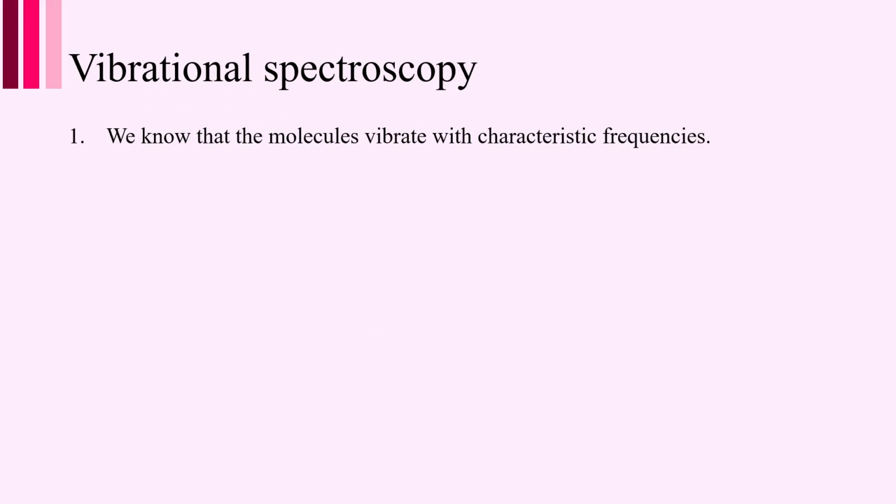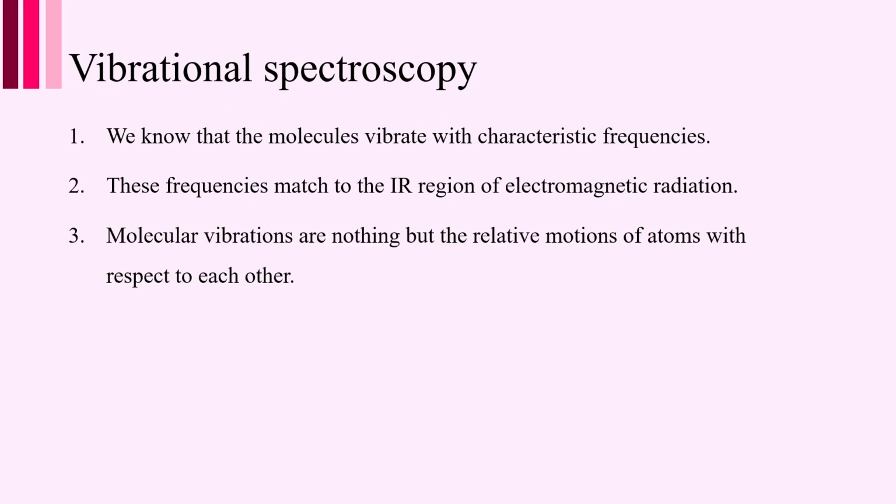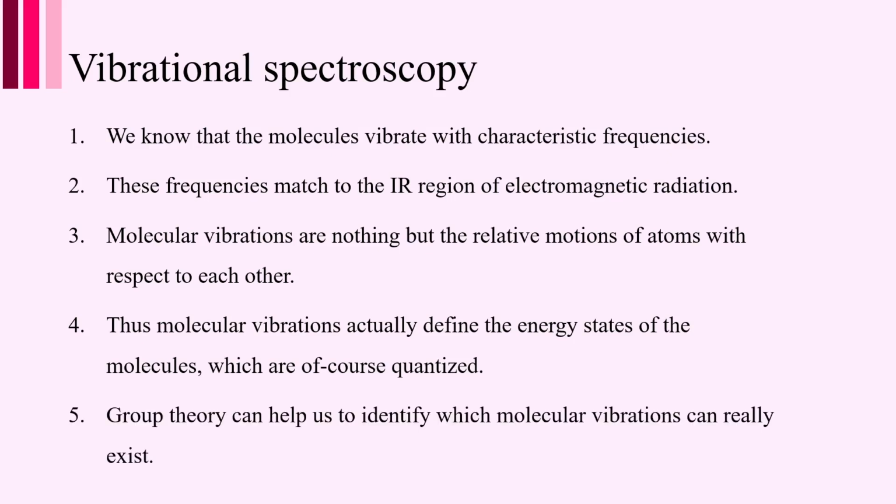We know that molecules vibrate with characteristic frequencies, and when these frequencies are noted, we can decide the kind of various groups associated in that particular compound. These frequencies fall in the infrared region of the electromagnetic spectrum, and molecular vibrations are nothing but the relative motions of atoms with respect to each other. So the molecular vibrations define the energy states of the molecules, which are of course quantized, and group theory can help us identify which molecular vibrations can really exist, as we are talking about the displacement of the atoms in a molecule and the symmetry changes that take place.